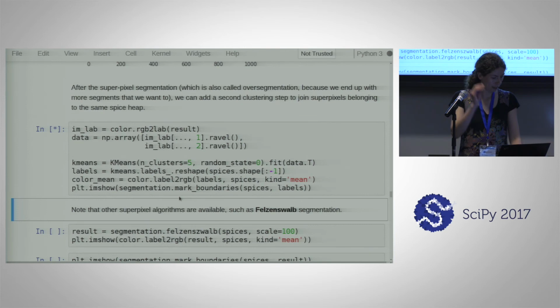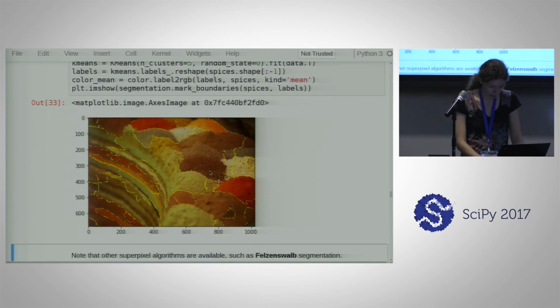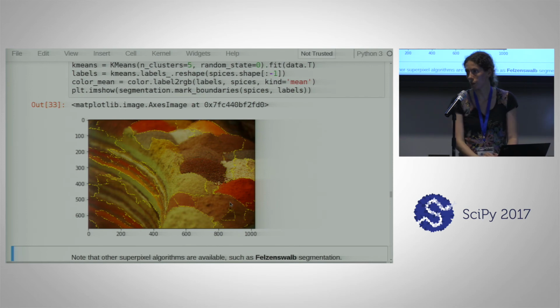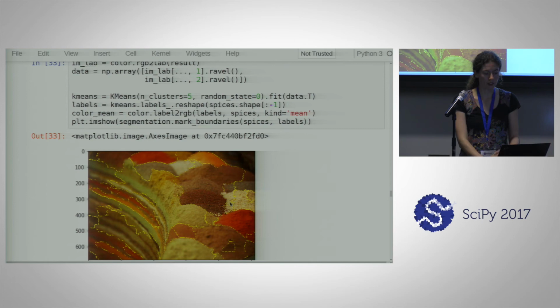And it will take some time. And here I plot the boundaries. So you see that it's not perfect, but some of the objects have been well segmented, and it's much better than the initial segmentation, right? So remember that this SLIC algorithm, it's just a clustering algorithm, but that mixes together the color information and the spatial information about pixel coordinates.